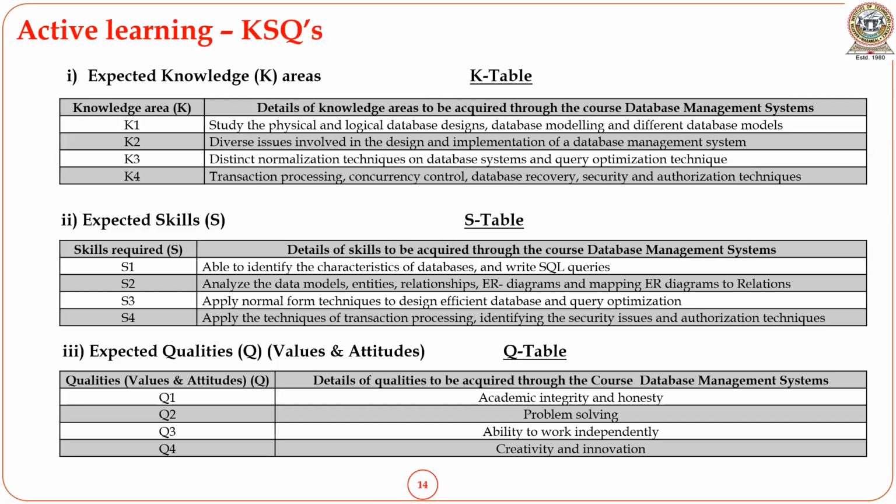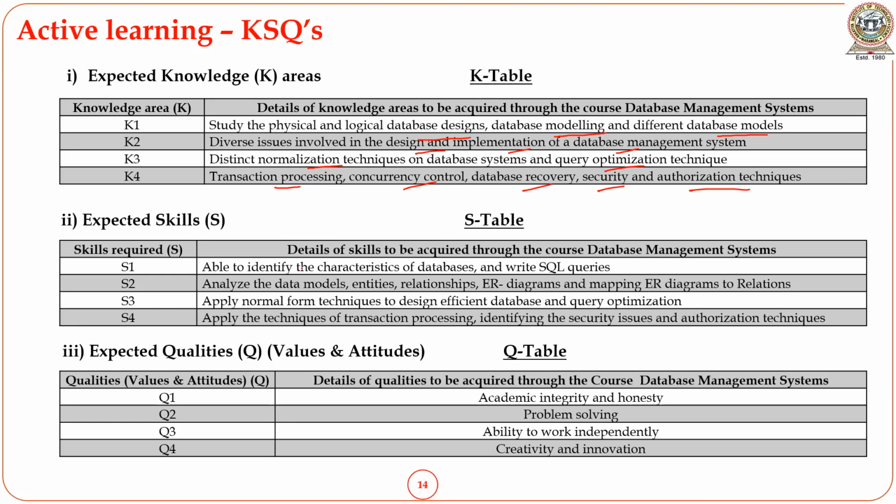So these are the expected knowledge, skills, and qualities for the DBMS. The knowledge is to study the physical and logical database design, database modeling, and database models in K1. In the second, K2, it is design, implementation, and database management. Coming to K3, normalization techniques and query optimization techniques. In K4, knowledge 4 from unit 4: transaction processing, concurrency control, database recovery, security, and authorization techniques are the knowledge you will get upon completion of this subject.